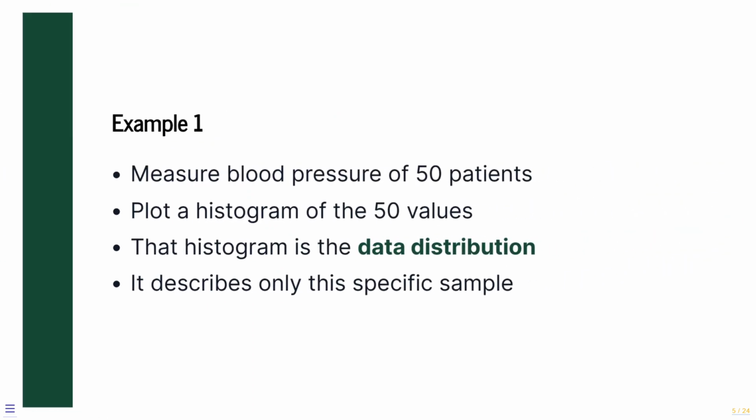For example, suppose you measure the blood pressures of 50 patients and create a histogram of those 50 values. That histogram is the data distribution. It reflects only those specific 50 people. If you collected a different random sample of 50 patients, the histogram would likely look somewhat different. This variability from sample to sample is exactly why we need statistical inference in the first place.